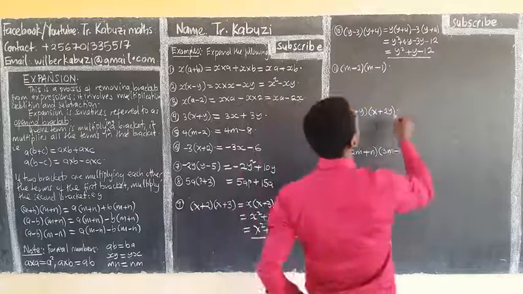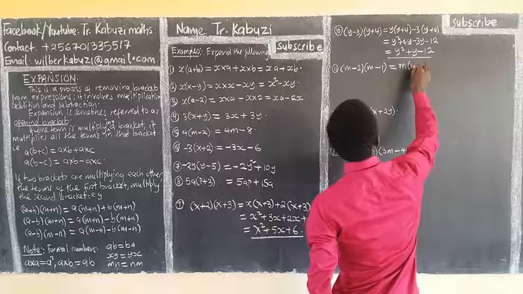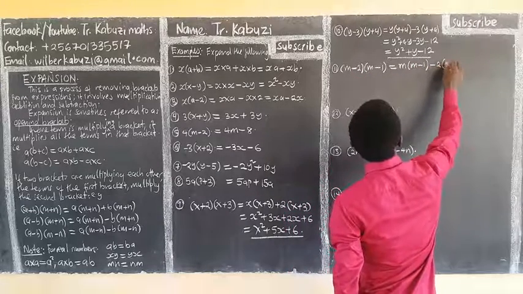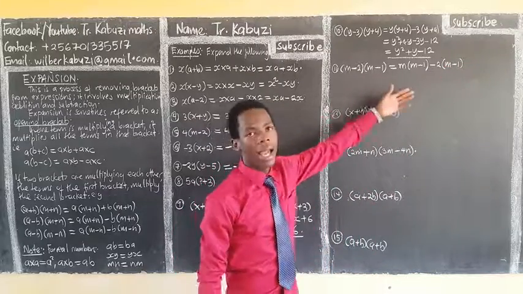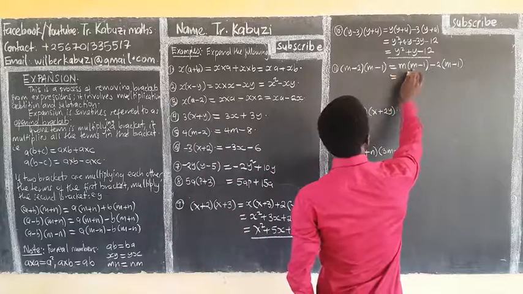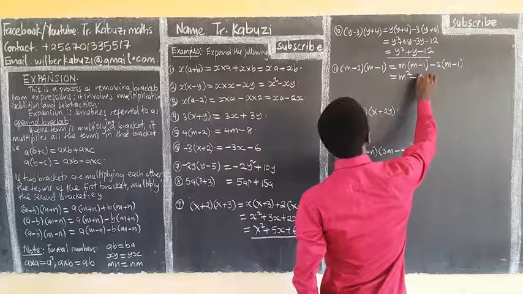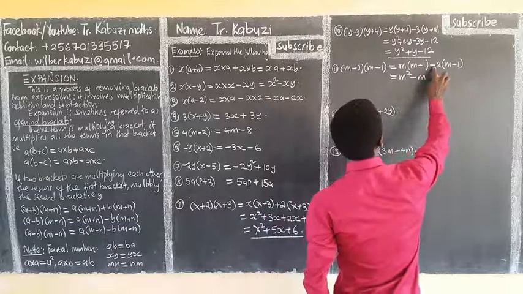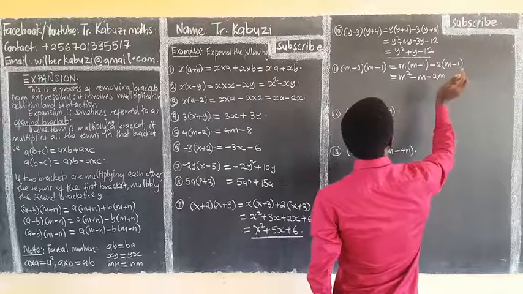Then this one, the same idea. The first term multiplies the second bracket. Then this will be the sign, minus 2 into m minus 1. We start with the terms in the first bracket and multiply the second bracket. Now this will be m times m, we get m squared. m times this, we get minus m. A negative 1 and the m gets negative m. Then minus 2 times this, we get minus 2m.